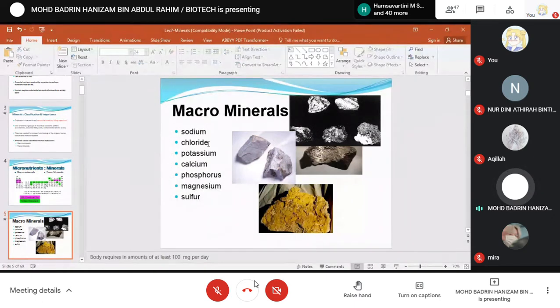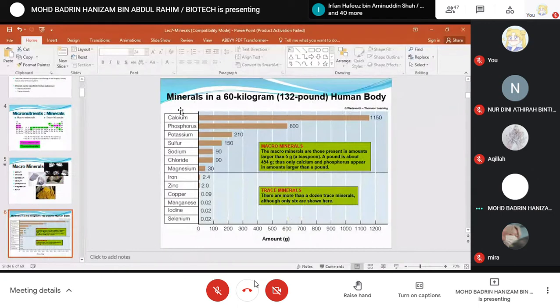Sodium, of course, chloride, potassium, calcium, phosphorus, magnesium, and sulfur. Sodium and chloride, these two we take quite a lot every day. Now, minerals in a 60 kilogram human body, about 132 pounds. You can see here, the main mineral in a 60 kilogram human body is calcium, which is 1,150 gram, 1.1 kilogram of calcium in 60 kilogram body weight.